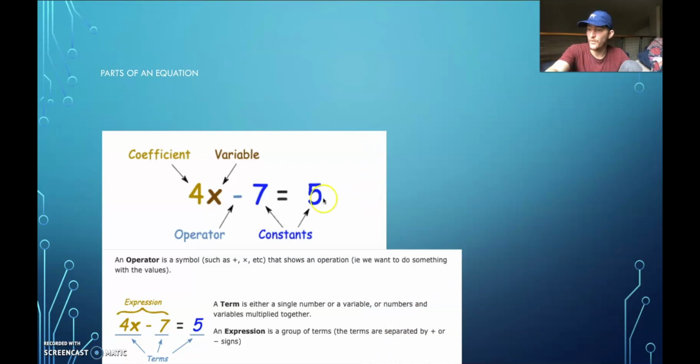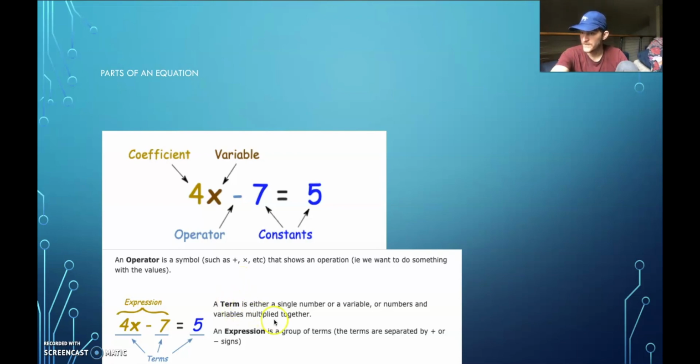All right, so the parts of an equation. There are some special names. You know that x is known as a variable. You know from some of our last videos that an operator is really just a symbol such as plus, the multiplication sign, or minus. That is an operation. It shows we want to do something with our quantities.